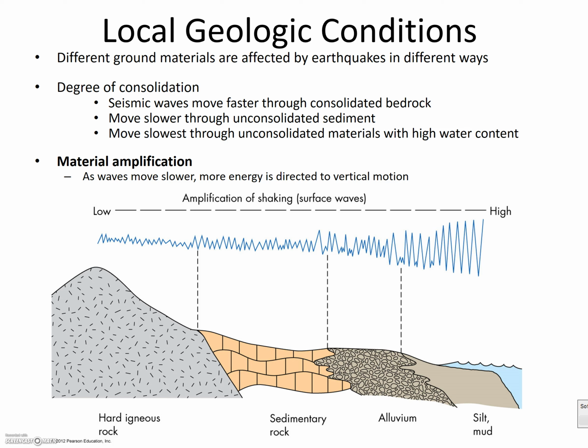But they move slowest through unconsolidated materials with high water content, such as mud and silt by a lake. As the waves move slower, more energy is directed to vertical motion, increasing shaking. This phenomenon is called material amplification.